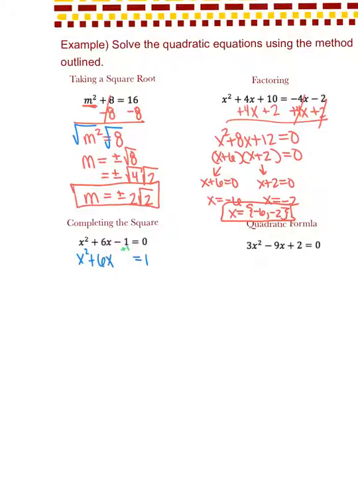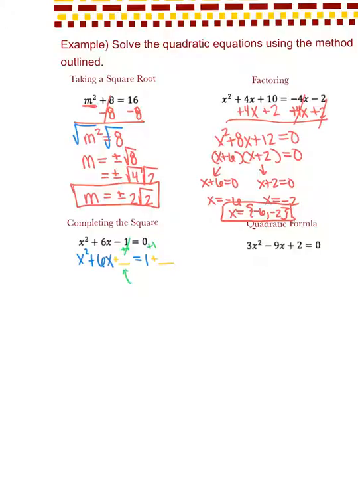If I add 1 to both sides, it cancels here, leaving me with nothing. And then 0 plus 1 is 1. I'm leaving a little bit of space on purpose. And what I want to do is add the right number on both sides. I want to add in the term that will complete this square, making it a perfect square trinomial.